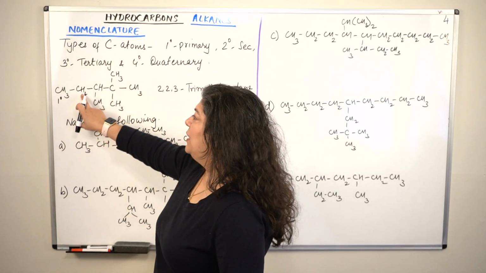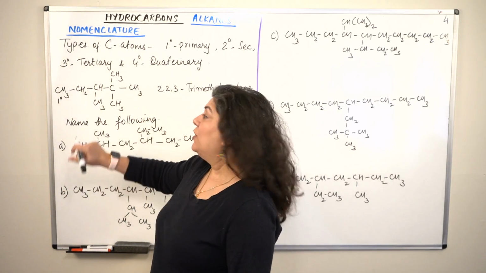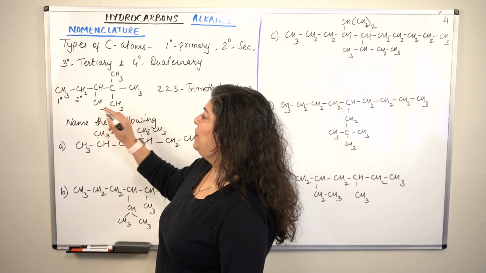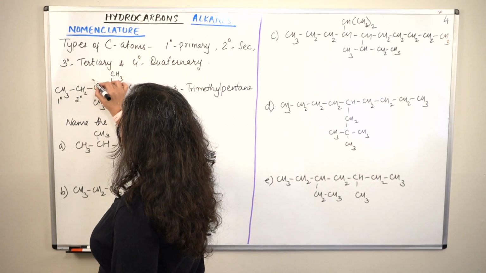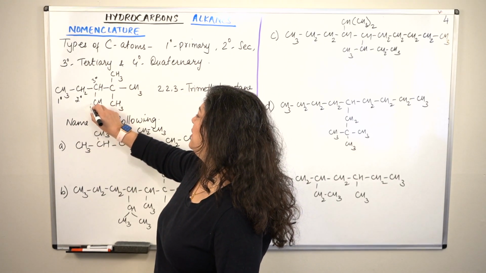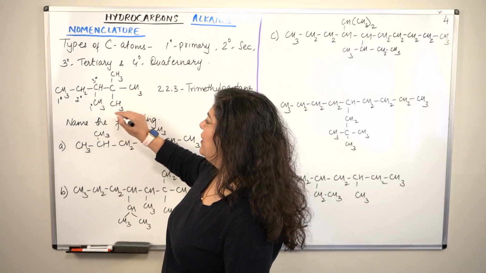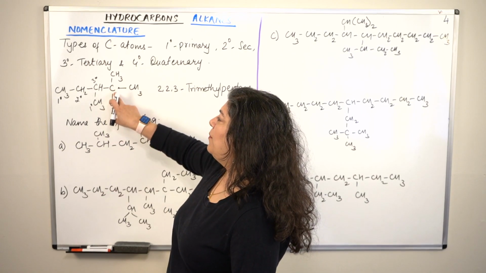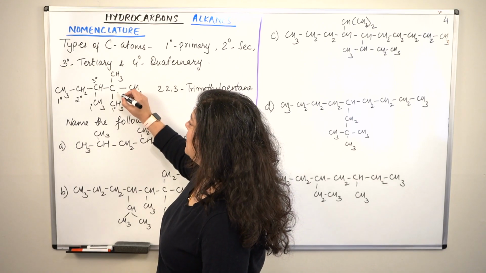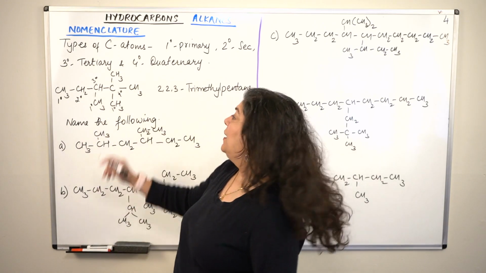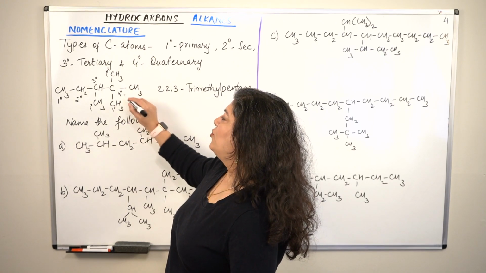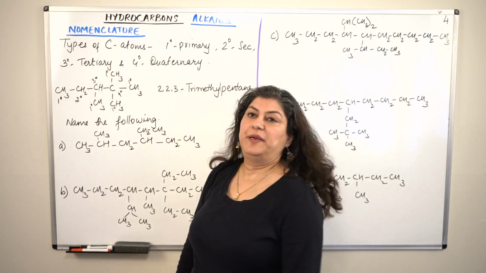How about the second carbon now? This carbon is attached to 2 other carbon atoms. So it is a secondary carbon. This carbon is attached to 1, 2, 3 carbons. Therefore this carbon is a tertiary carbon. This carbon is attached to only one carbon. Therefore this carbon is primary. Similarly, this carbon is attached to only one carbon, so this carbon is primary. How about this carbon now? This carbon is attached to 1, 2, 3, 4 carbons. So this carbon is quaternary, 4 degree. This carbon is attached to only one carbon, so it is primary. And this carbon is also attached to only one other carbon, therefore this is also primary.